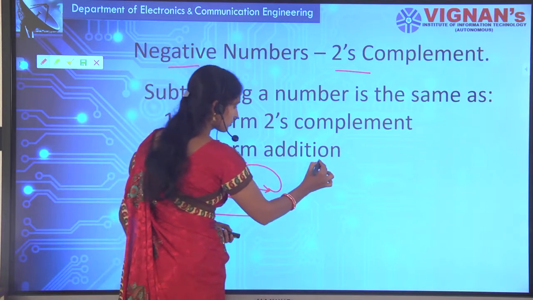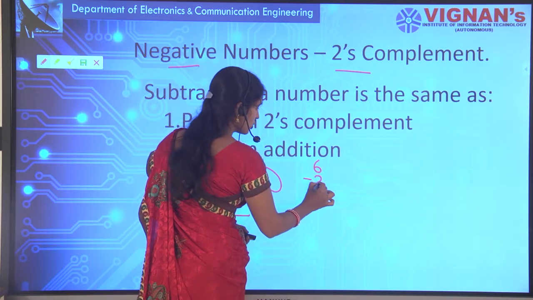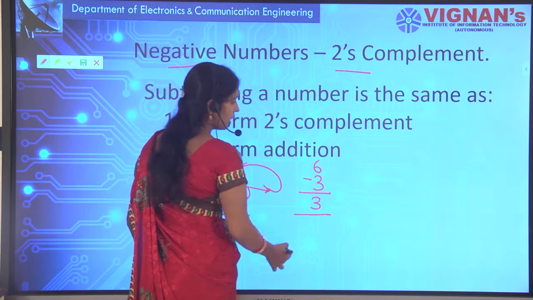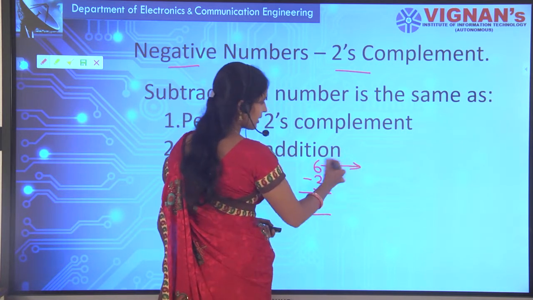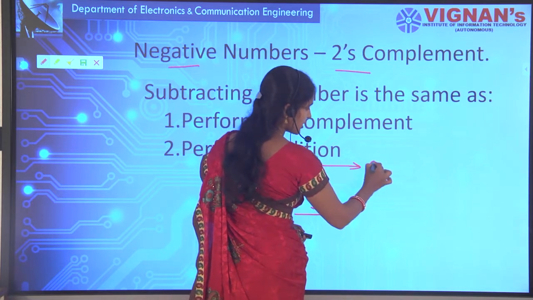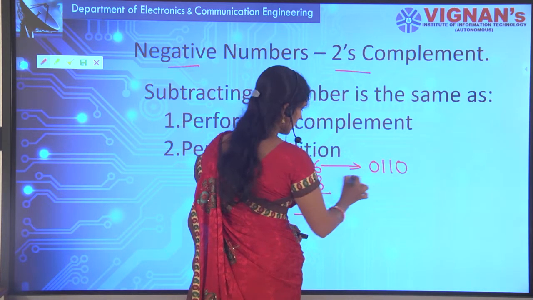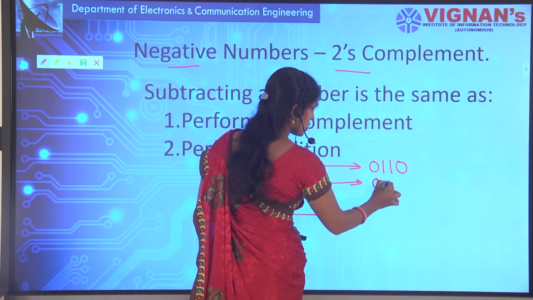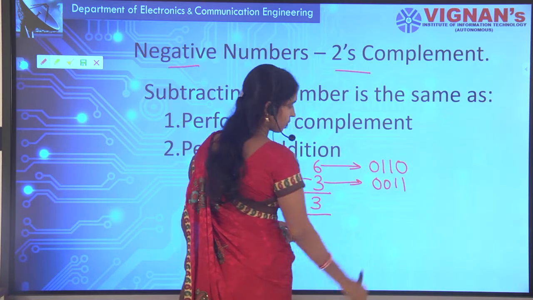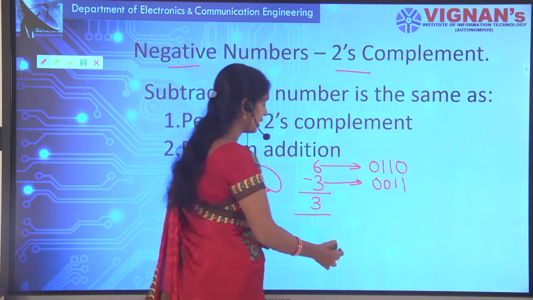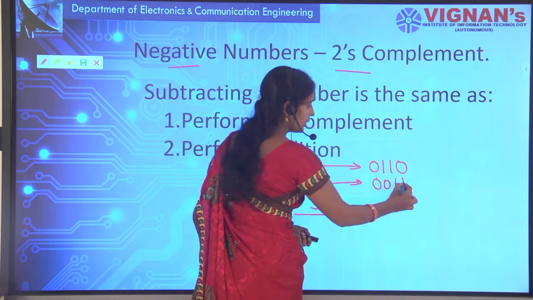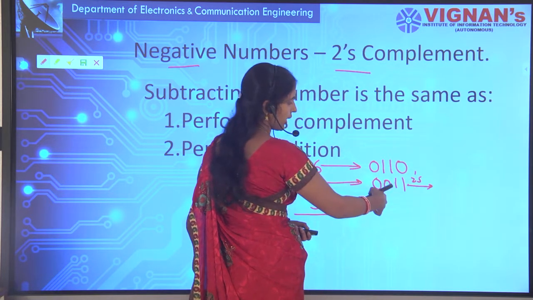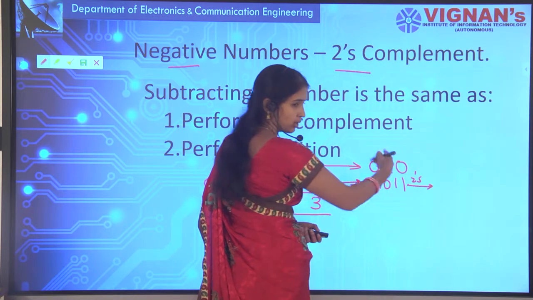Right, suppose let us assume that I want to subtract 6 from 3. How will I represent 6? 6 is 0110. How will I represent 3? 3 is 0011 in binary. Now what I have to do is take the 2's complement of this number and add it to that.